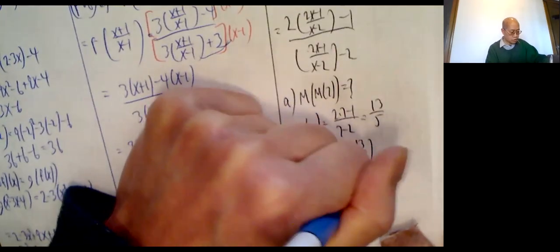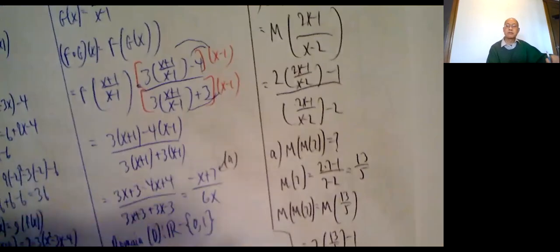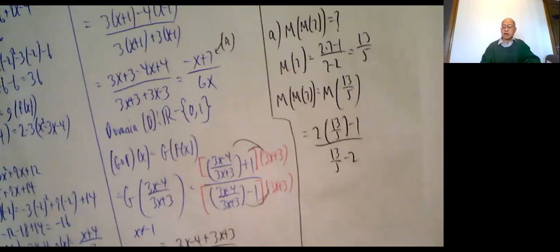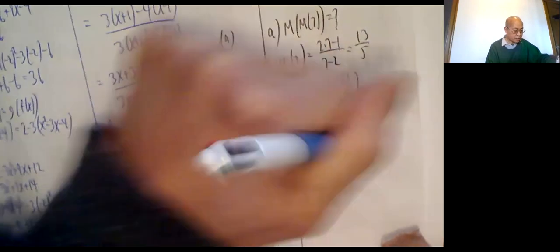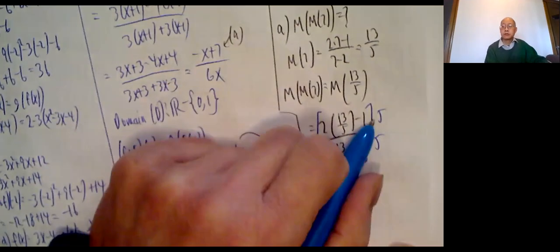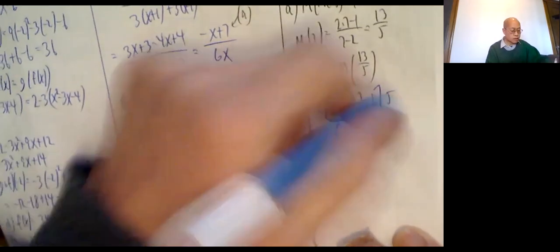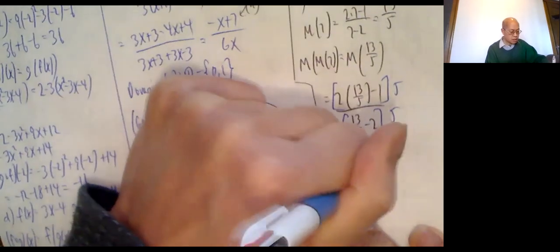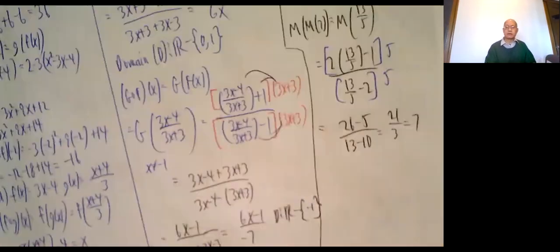2 times 13 over 5 minus 1, over 13 over 5 minus 2. Okay. Put 13 over 5 right there and right there. And again, we can make it a lot nicer by multiplying top and bottom by 5. Highly advise that. So that 5 will cancel that 5. 2 times 13, which is 26, minus 1 times 5 is 5. 5 cancels out. 26 minus 5 is 21, 13 minus 10 is 3. So 21 over 3, which is 7. So it looks like the answer is 7.